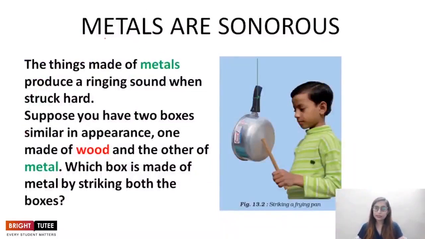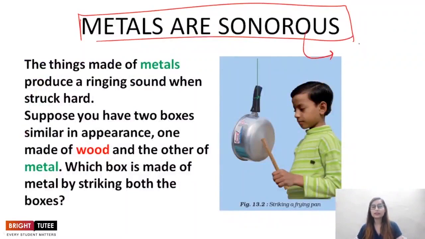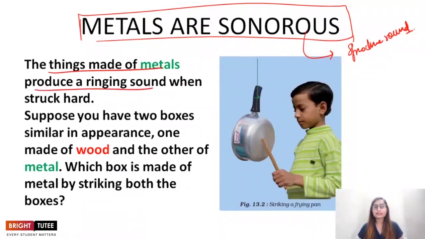Now coming to the next property, metals are sonorous. Sonorous basically means that they produce sound. What is this sound? The things made of metals produce a ringing sound when struck hard. So basically look at this picture. There is a pan and there is a wooden stick with the help of which this boy is trying to hit the container. So when he strikes the rod on the container, a ringing sound is produced.